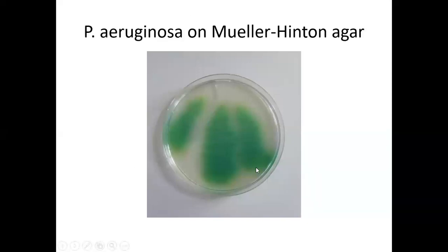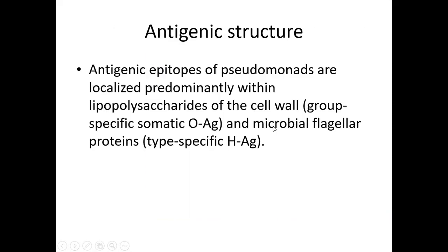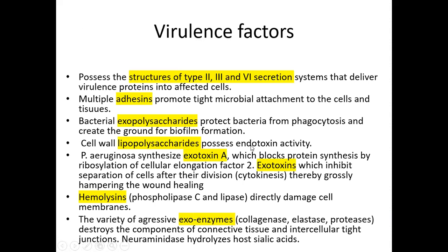You can see how the bacteria grow on Mueller-Hinton agar, and green pigment is the main feature of growing Pseudomonas aeruginosa. It has group-specific somatic O antigen and flagellar H antigen. Virulence factors include type 2, 3, and 6 secretion systems that deliver virulence proteins into the affected cell.